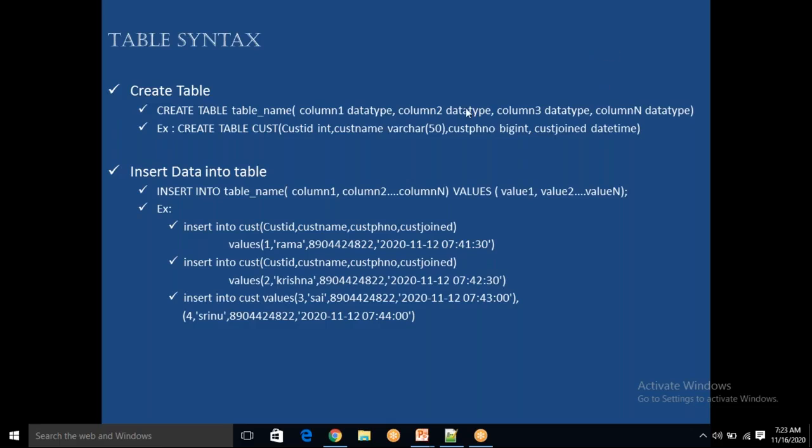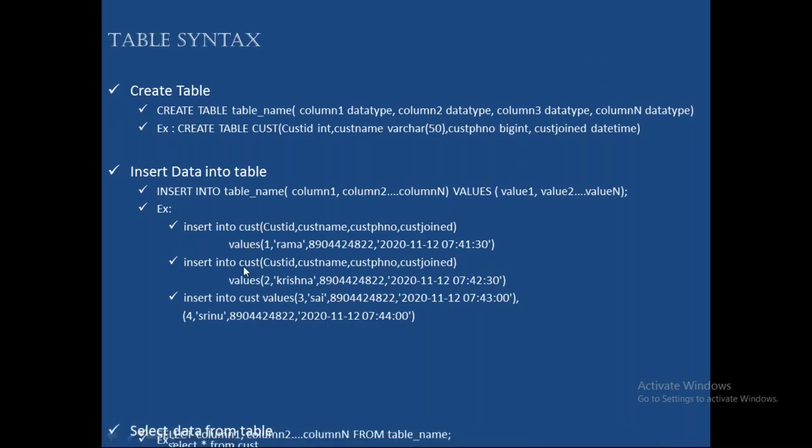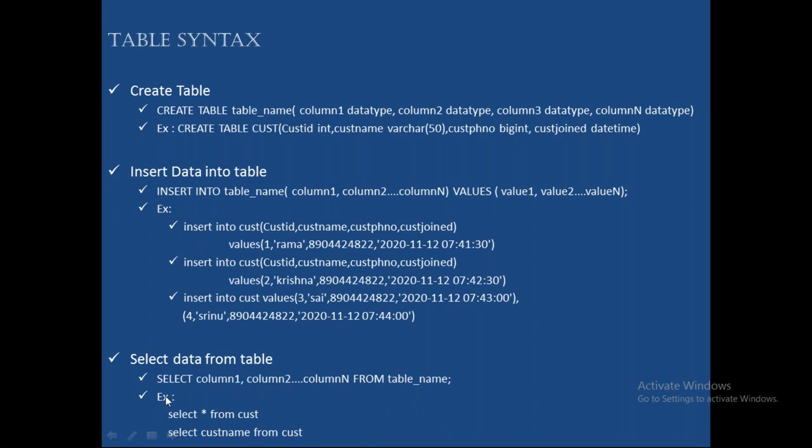Okay, now I inserted records. Now I want to select data from the table. How will you select column 1, column 2, column n from the table? Select star from cust, or select cust name from cust. Star means it will select all the columns. If you want to specify a particular column, you can say select cust name from cust. Okay, this is the syntax for your table.